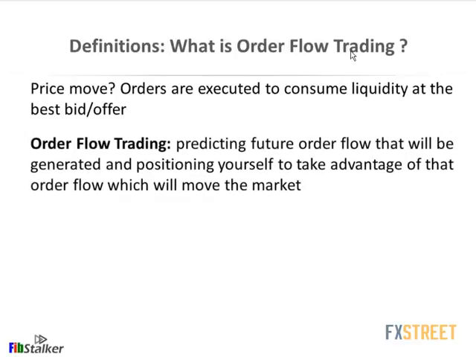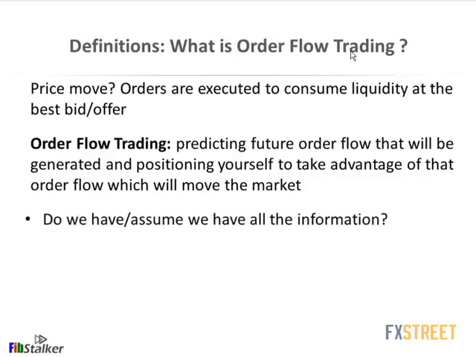So order flow trading, then, is about predicting the future order flow, the future transaction flow, as I just defined, that will be generated in the future. So we can position ourselves to take advantage of that order flow, which we assume is going to move the market. So the key word here is the word assuming. First of all, do we have all the information, or do we assume we have all the information? What I mean by all the information: do we have a representation of the order flow that is about to hit the market, if we want to take advantage of it? Do we have a clear understanding of it?